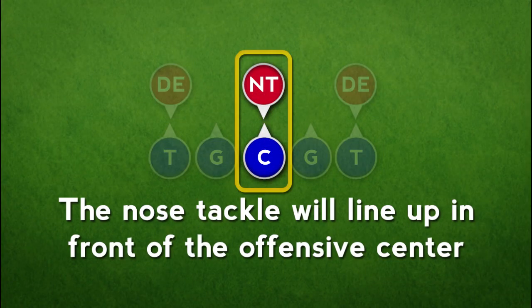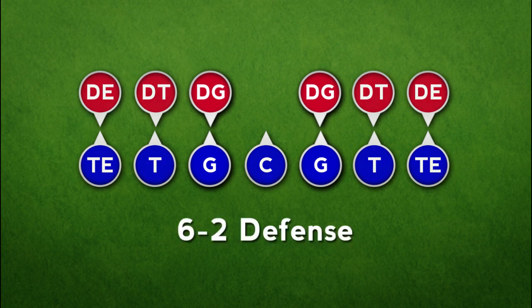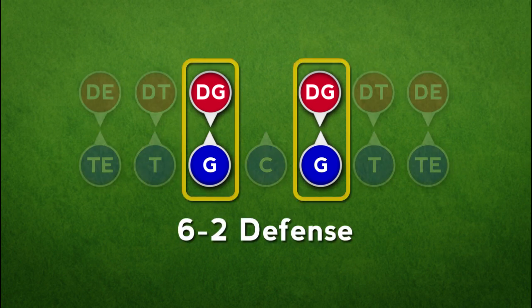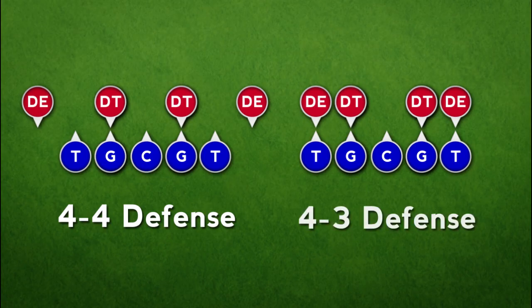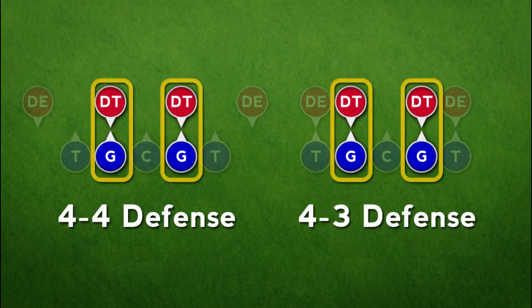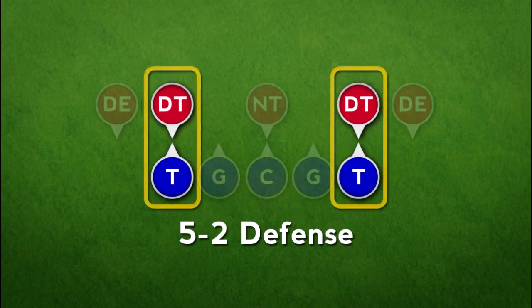The nose tackle will line up in front of the offensive center. The 2 defensive guards in a 6-2 defense will line up on the line of scrimmage in front of the offensive guards. In a 4-4 or 4-3 defense, the 2 defensive tackles will line up in front of the 2 offensive guards. In a 5-2 defense, the 2 defensive tackles will line up in front of the offensive tackles.